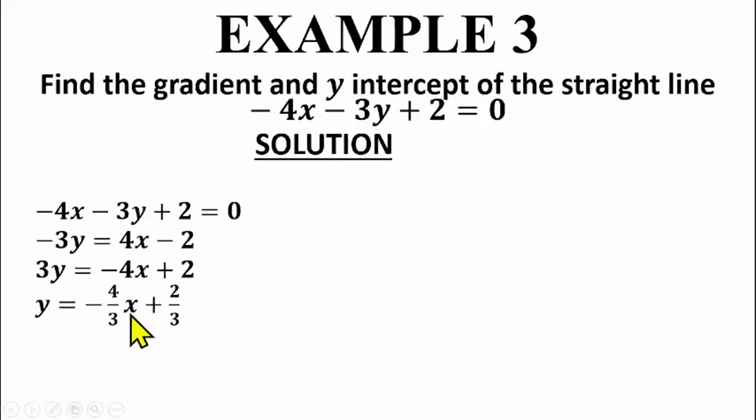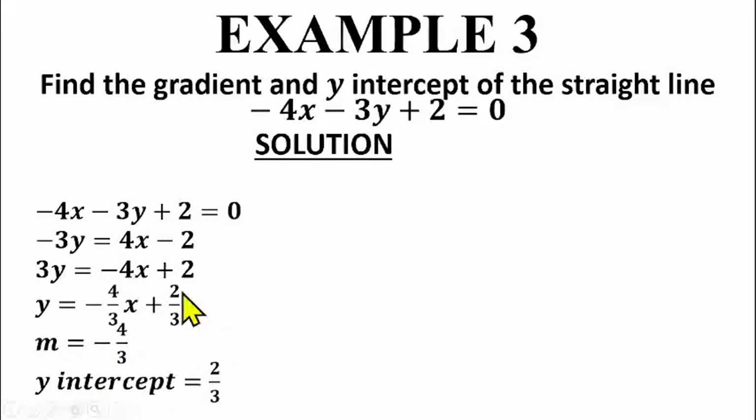So now you can see the coefficient of x here is minus 4 over 3. So that means the gradient is going to be minus 4 over 3, and the y-intercept is going to be 2 over 3. So don't forget that we are trying to know how to find the gradient of a straight line from the equation of the straight line. And that's what we are working on right now.